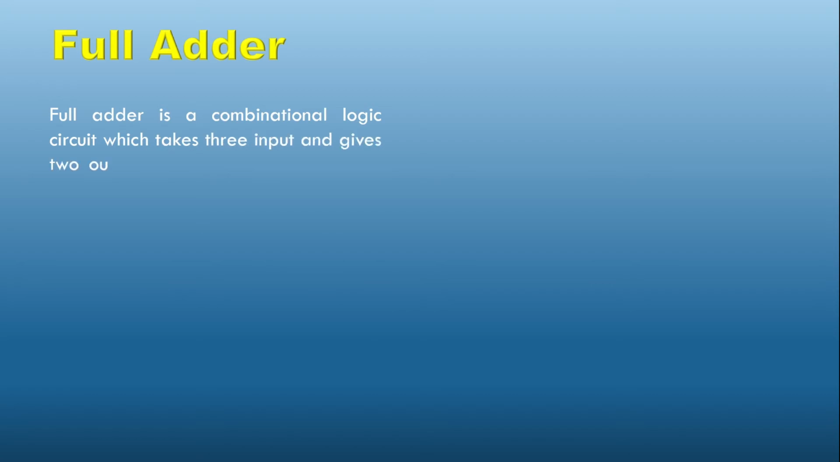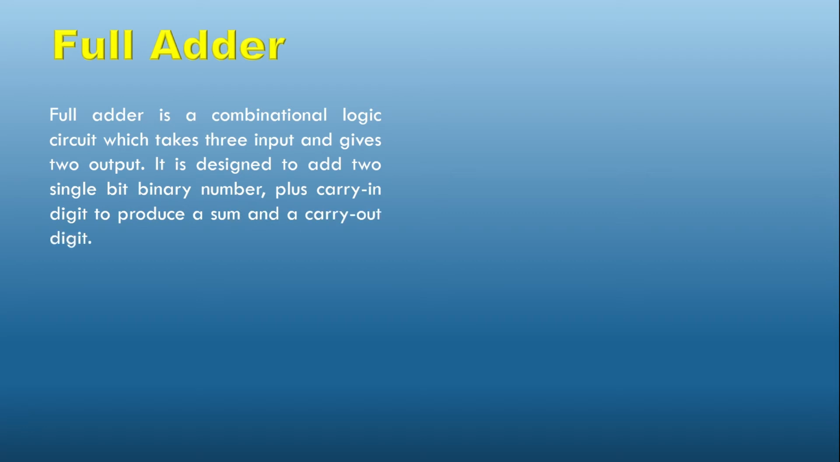Now let's discuss the full adder. A full adder is a combinational logic circuit which takes 3 inputs and gives 2 outputs. It is designed to add 2 single-bit binary numbers plus a carry-in digit to produce a sum and a carry-out digit. A half adder is unable to pass carry into the next adder. So, we combine 2 half adders to get a full adder, which has the ability to pass carry into the next adder as an input. When we use multiple full adders in different combinations, they become special adders.